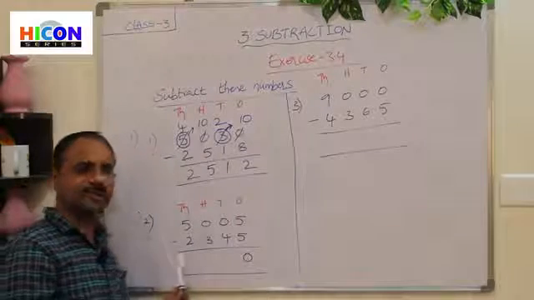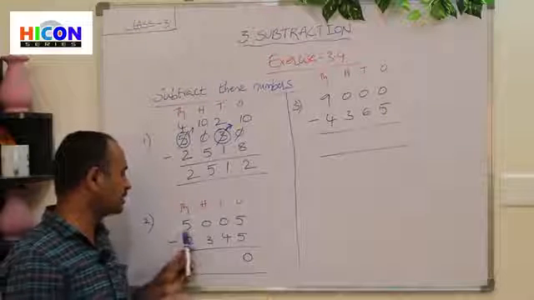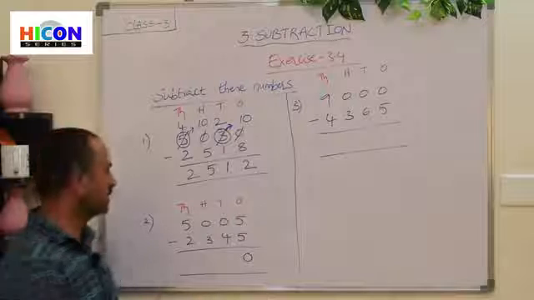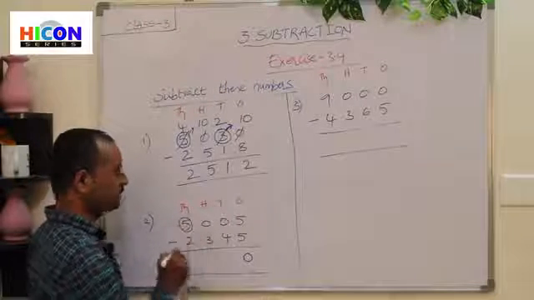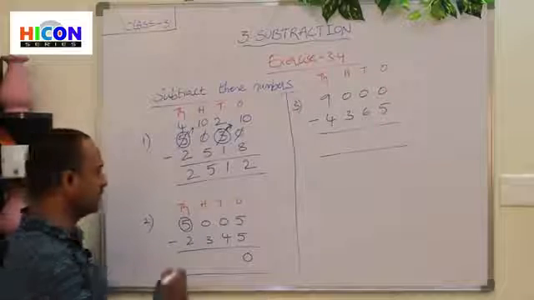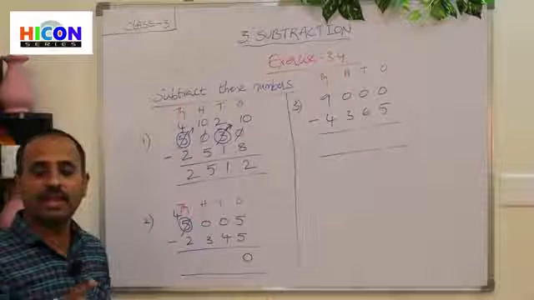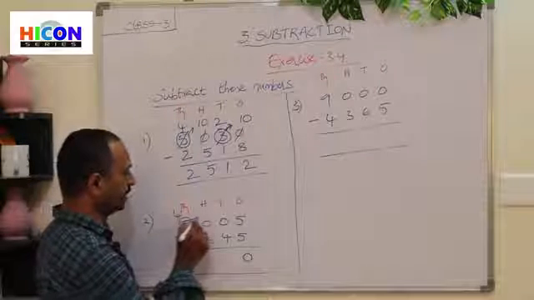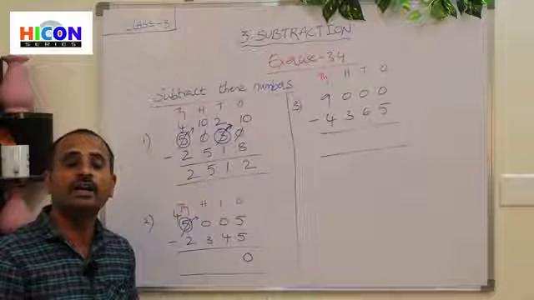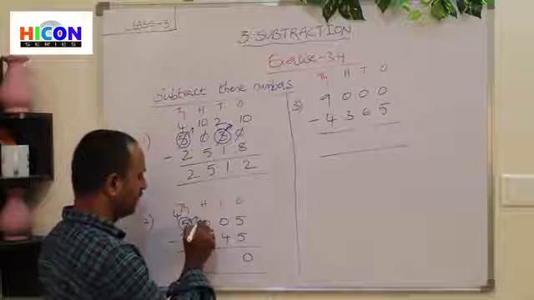Now go to its next place. What is its next place? Thousands place. How many thousands are there? There are 5 thousands. So borrow 1000 from 5 thousands. If we borrow 1000 from 5 thousands, how many thousands will be there? There will be 4 thousands. So write 4. And carry 1000 to the hundreds place. How many hundreds will it become? 1000 becomes 10 hundreds. So write 10 here.